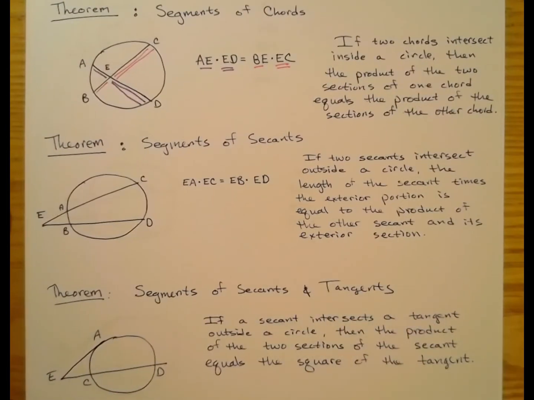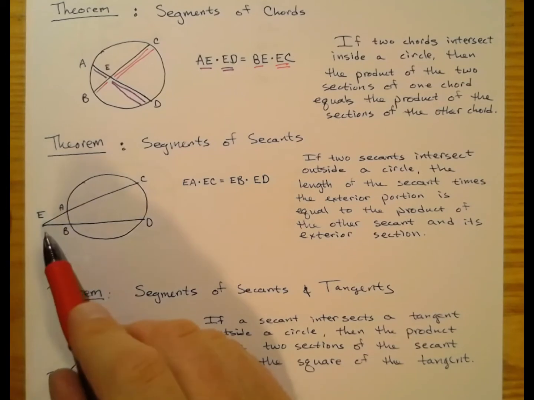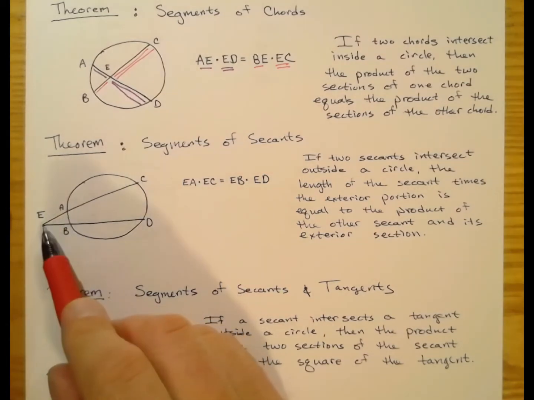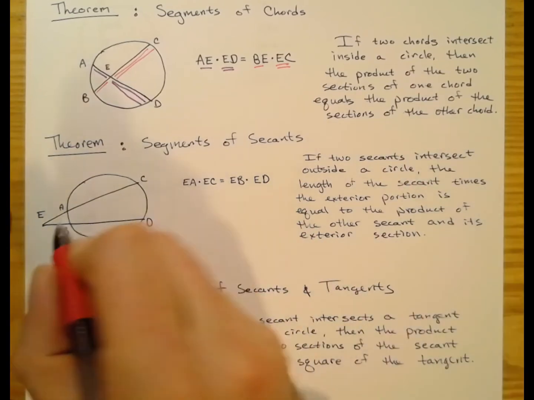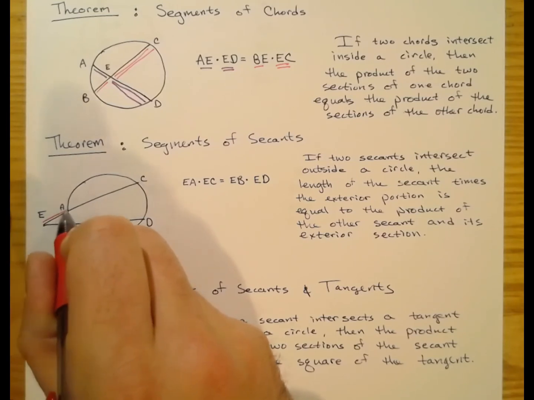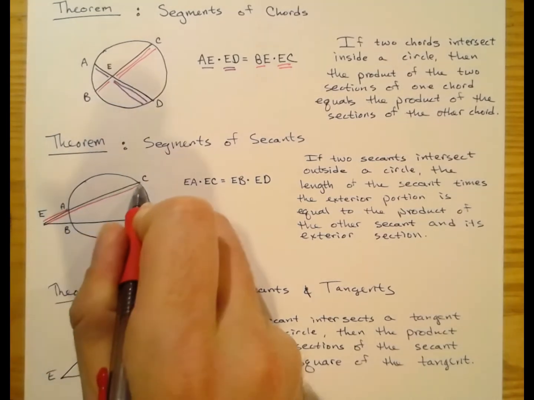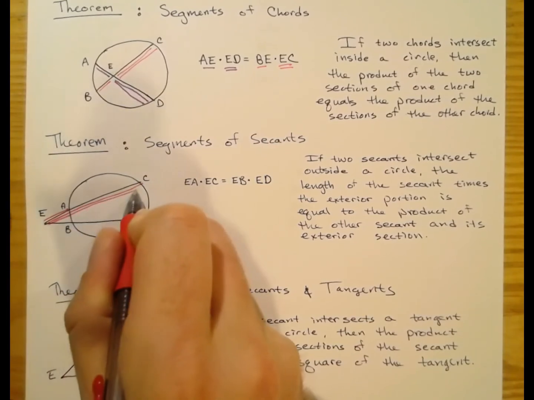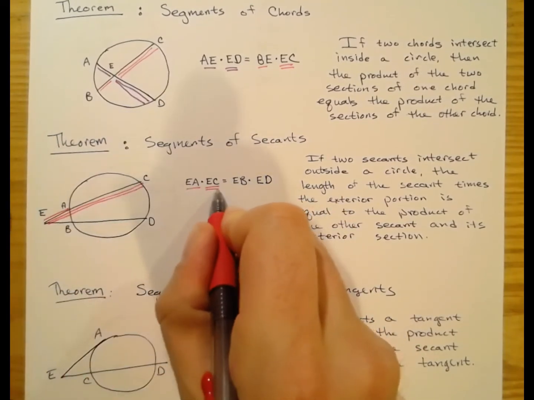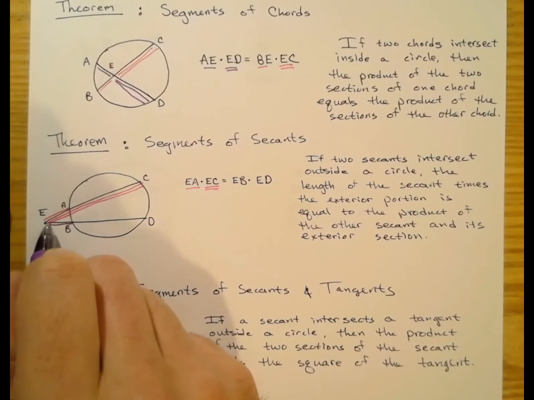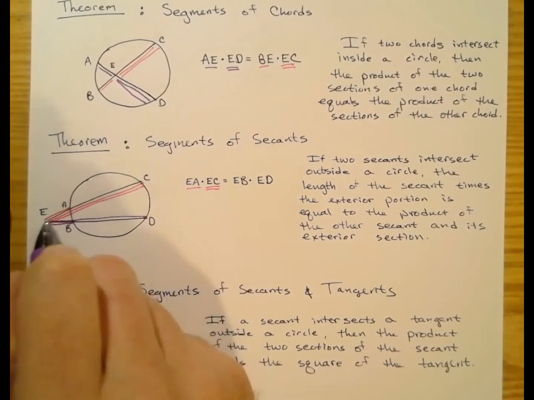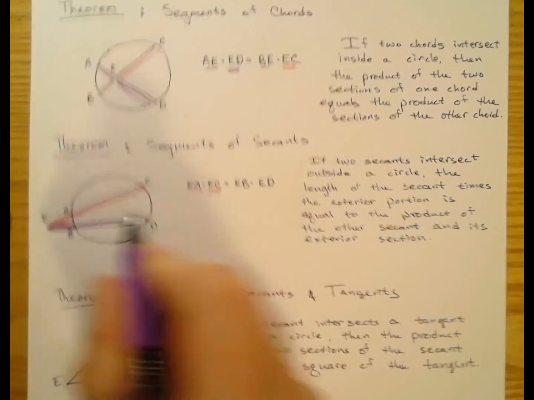In the next theorem, the segments of secants, when you have two secants that intersect outside the circle, the product of the section that's outside times the entire secant, those two products are going to be equal. So AE times EC, which is the entire secant, that's going to be exactly equal to this outer portion times this entire secant.